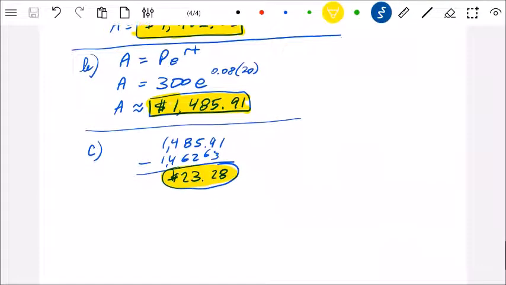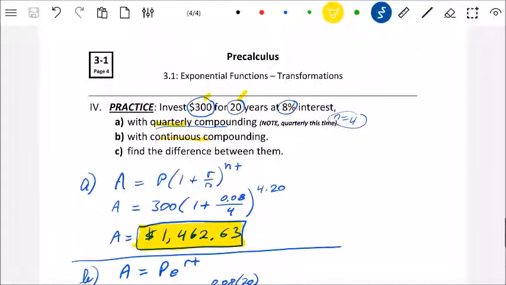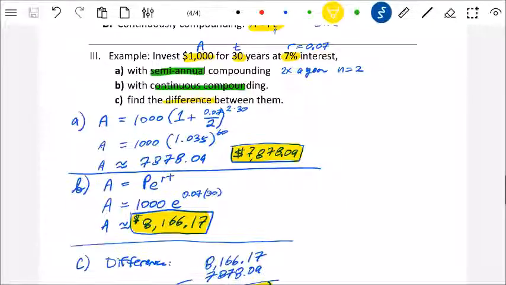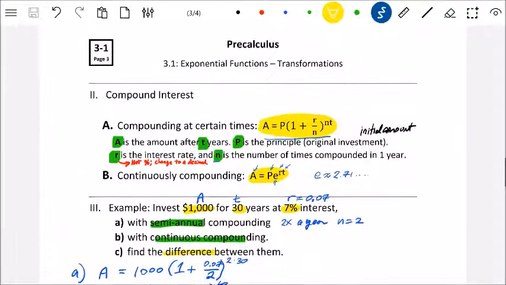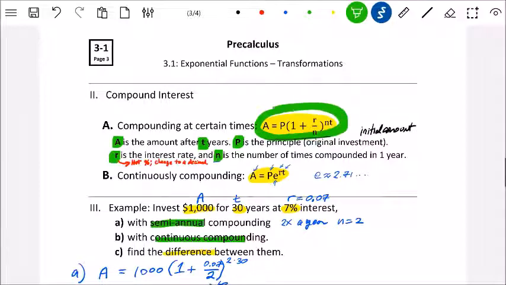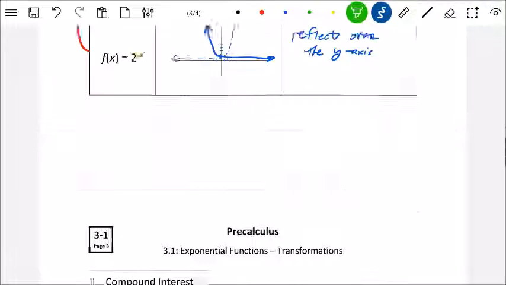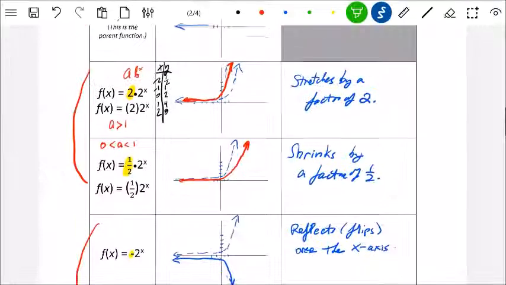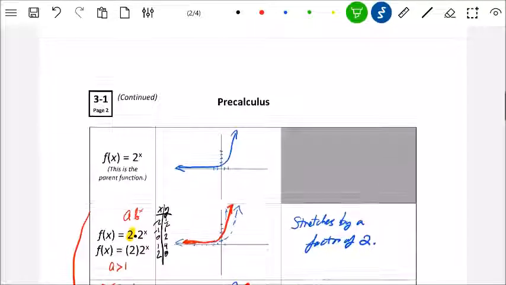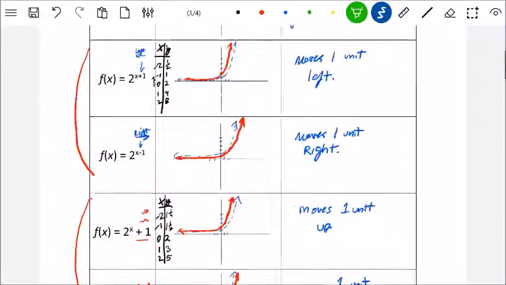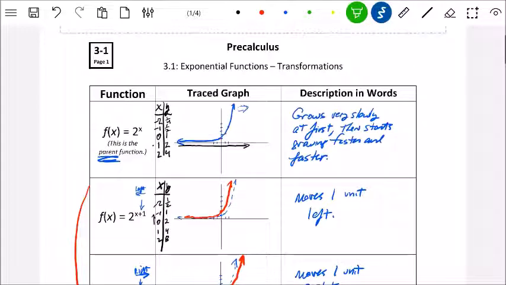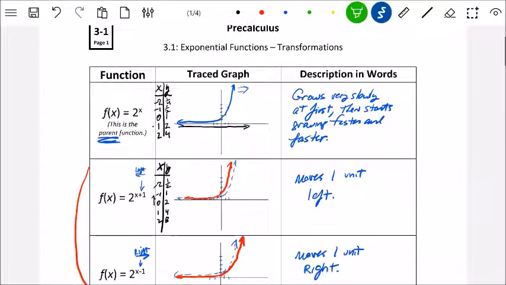Okay, so I hope that helps with understanding these formulas and using them. So people definitely need to know these formulas here and understanding the graphing transformations and equation transformations for exponential functions.